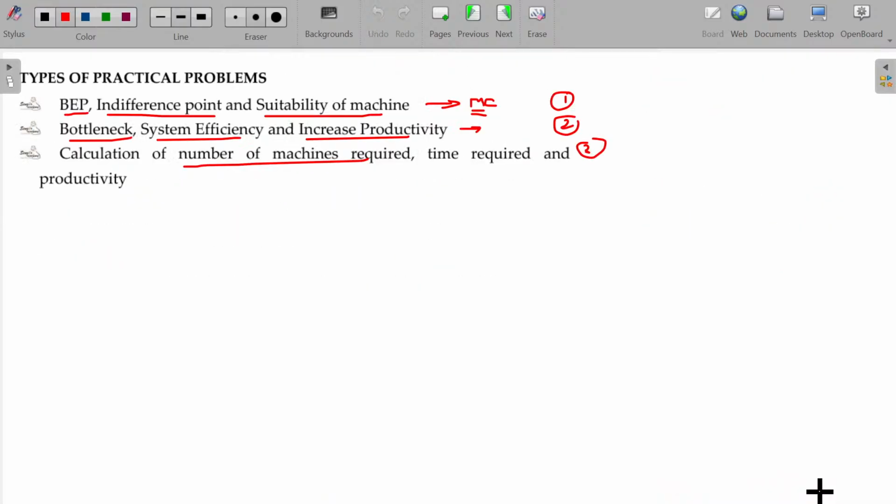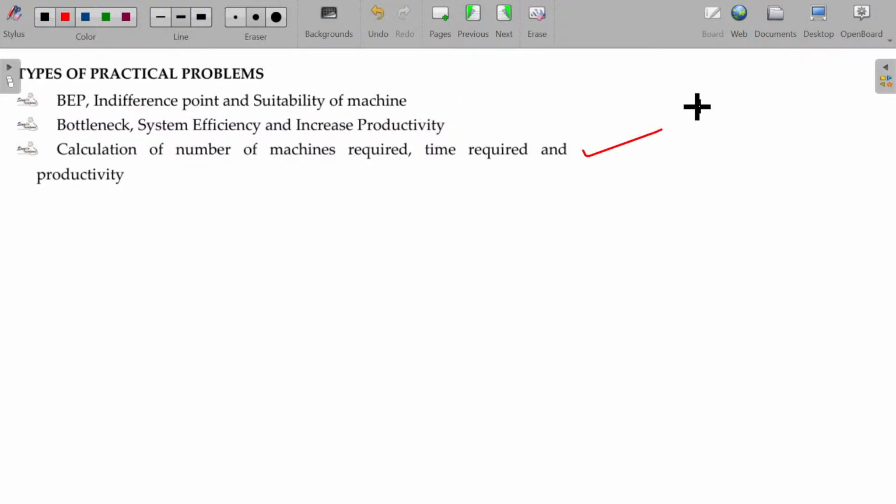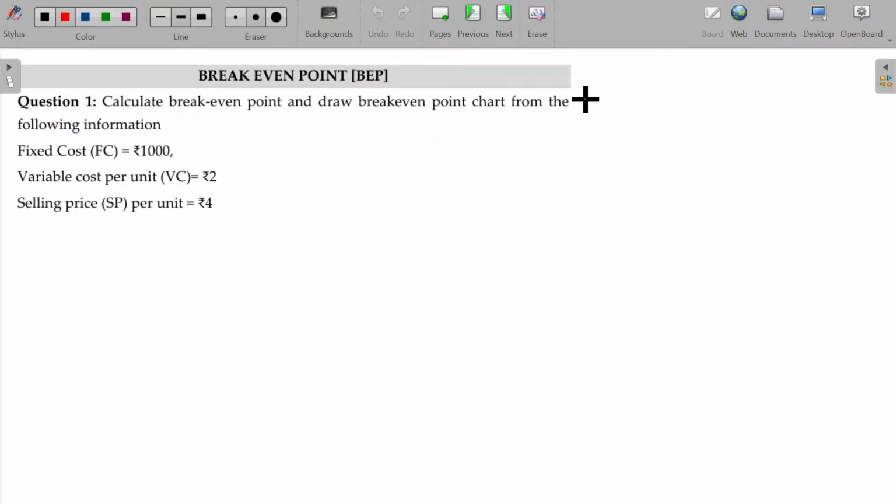Now, the most important content, I classified all the items into 3 varieties here. BEP, bottleneck, calculation of number of machines required, time required, and productivity. The last one already completed. Similar illustration will be covered in the last also. So let's start with the first one, BEP, indifference point and suitable machine.